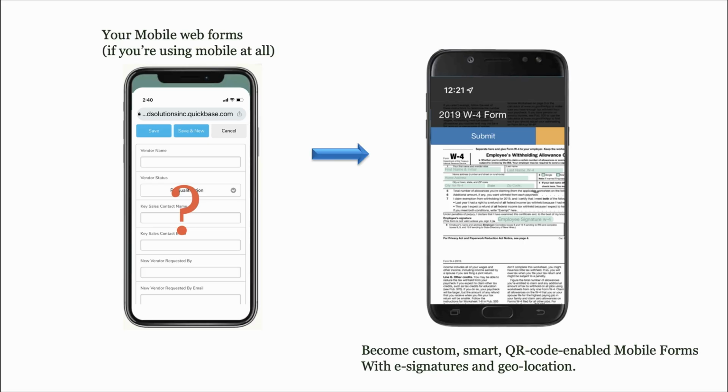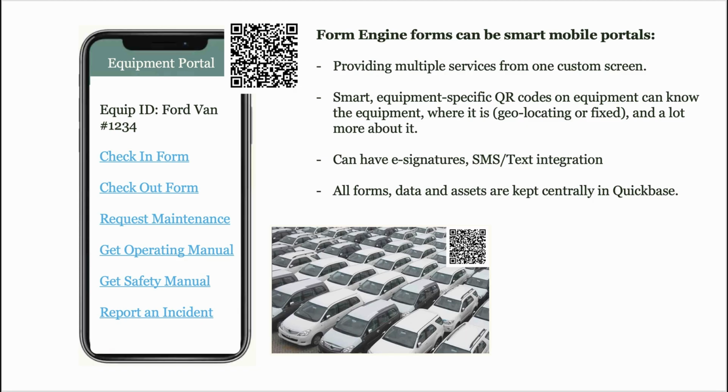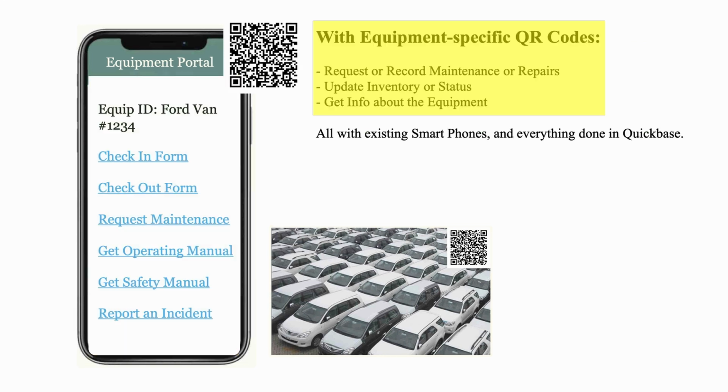Whether you're using mobile forms yet or not, Form Engine gives you the most advanced custom mobile forms with e-signatures and QR codes. The QR codes provide new mobile enablement, and ours can be encoded to be vehicle-specific, equipment, facility, or employee-specific with geolocation, so you can now easily mobile enable your company's assets. The QR codes can even render advanced custom mobile portals that can enable multiple functions to be done on company assets like these, all in your QuickBase.